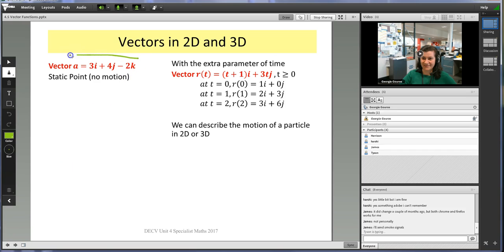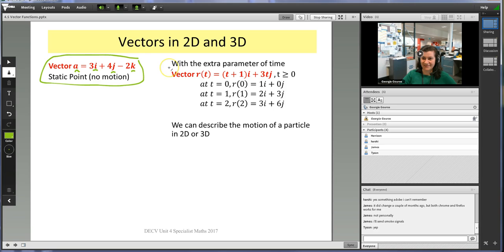So from Unit 3, these are what the vectors looked like. We had a vector A, I can't show the tildes here, but a vector A defined in 3 different directions, the i, the j and the k direction, with a quantity in each direction making up the vector. Now this is a static point with no motion. Okay, so this vector is a static vector and it just extends into space, from the origin to the point 3, 4, negative 2 in 3D.